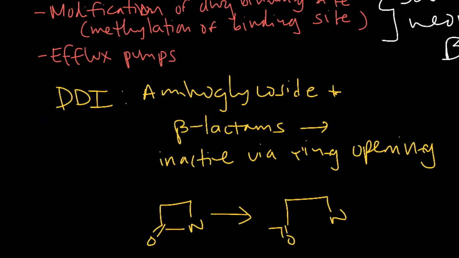Oh wait, last thing about aminoglycosides that Dr. Ellis wanted to highlight. If you mix aminoglycosides and beta-lactams together, you can form an inactive beta-lactam, because the aminoglycosides can open up the beta-lactam ring, as shown here. So you have a stable beta-lactam ring here, the aminoglycoside pops in and opens up the ring, and you have an inactive drug.